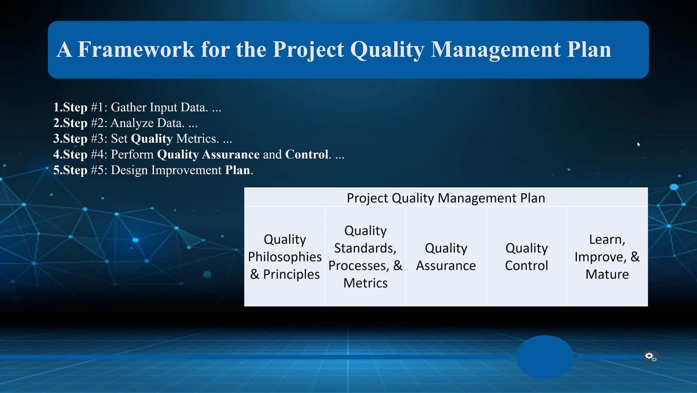That's all part of level 5 as well, again improving the process, even the process of a quality management plan. We then analyze the data, and we set those quality metrics, whatever they are for our organization. Again, these can be different from organization to organization, and they could be different from project to project, but at this level, we're finding those consistent things that work across projects. Perform quality assurance and control.